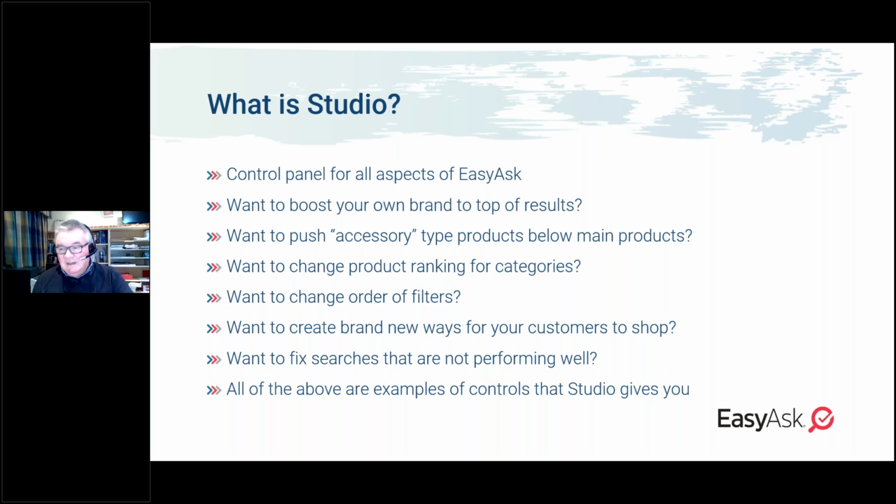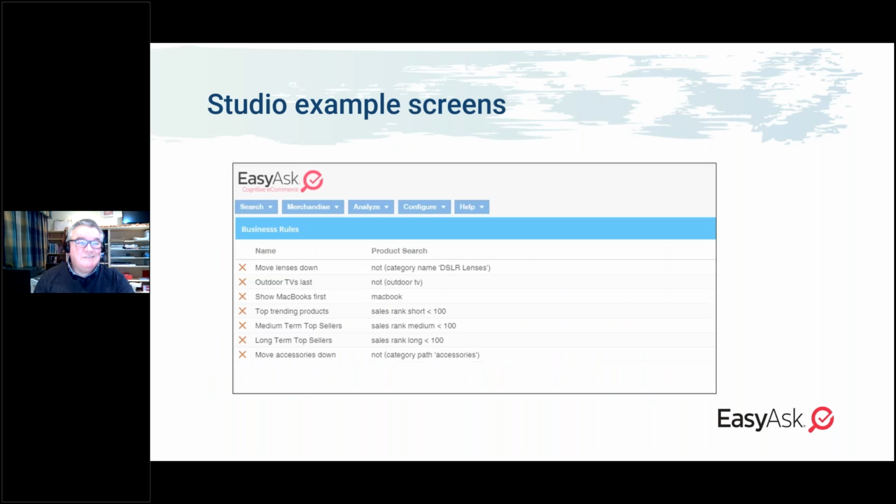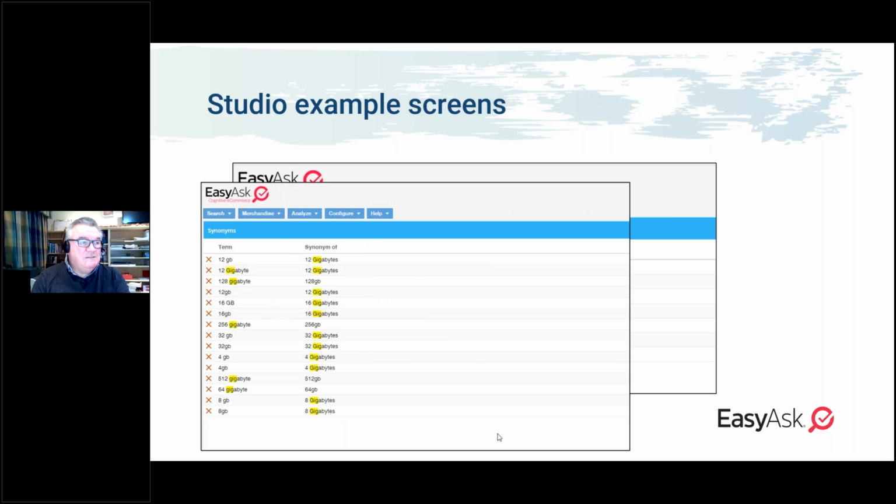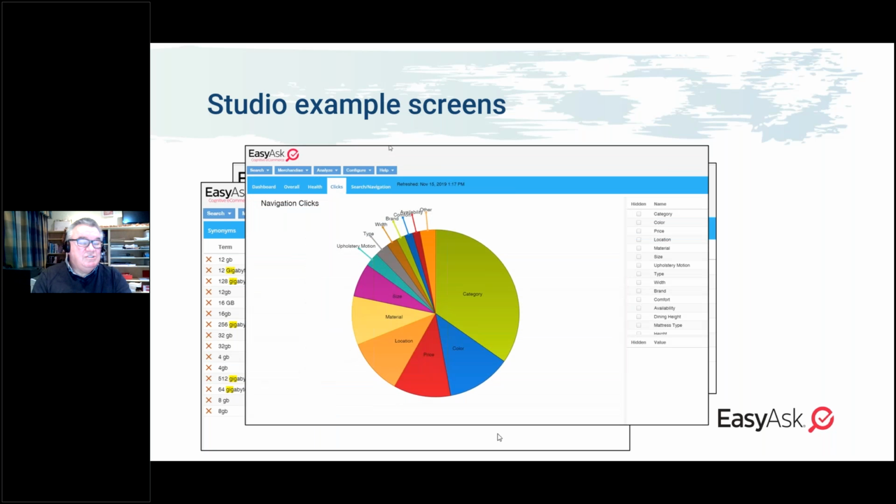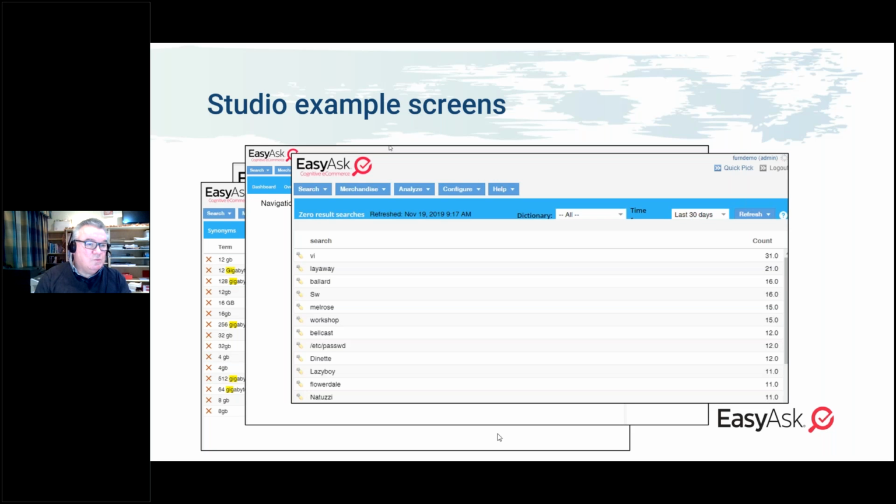And there's a few sample screens just to give you a flavor of what it actually looks like. So business rules there, for example, boosting the top 10, the top trending products, those products that have got a sales rank short less than 100, i.e. they're in the top 100 products in the short-term ranking. Synonym screens, very easy just to click on a little add icon to add new synonyms. Showing you dashboards about what is happening and detailed reports as well. And these last two screens are examples of what we refer to as analytics.